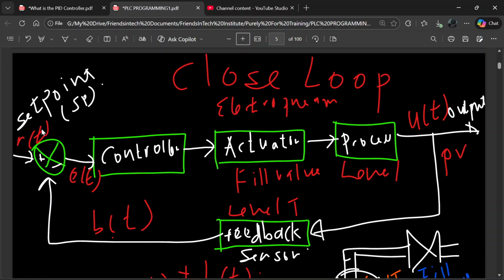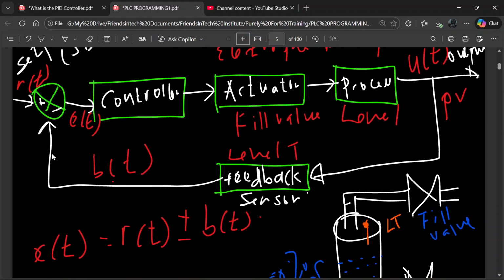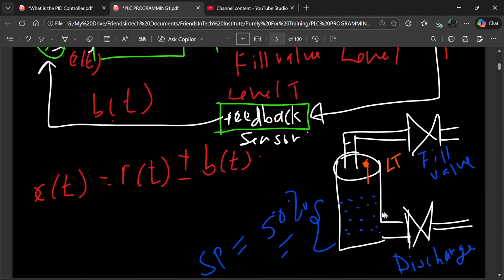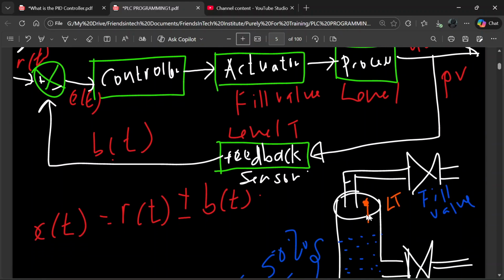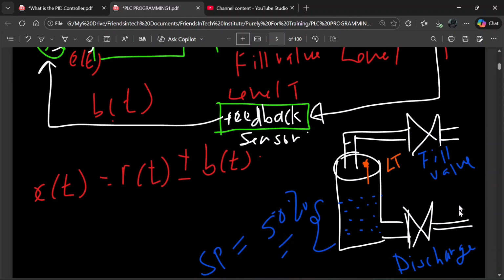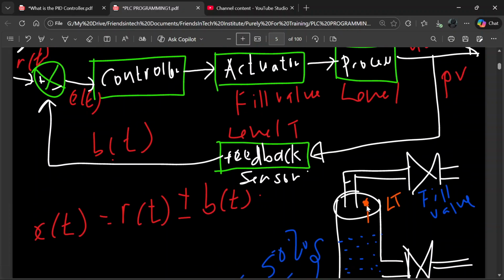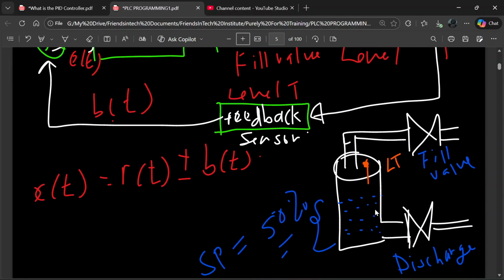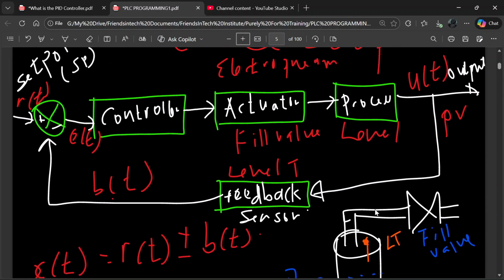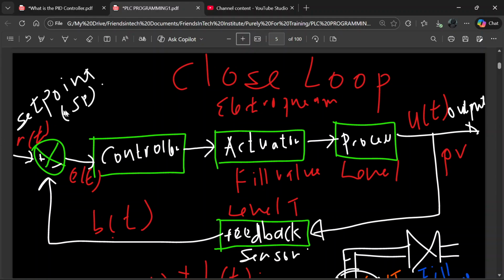Let's say that you are doing automatic level control like this here. You want to control the level of a tank. You have to use a level transmitter. It can be ultrasonic. Then you have a fill valve and a discharge valve, and you want your set point to be 50%. So this fits. It's a perfect example of a closed loop control system. So you must have a set point, let's say it's 50% or something. Then this is the error detector.